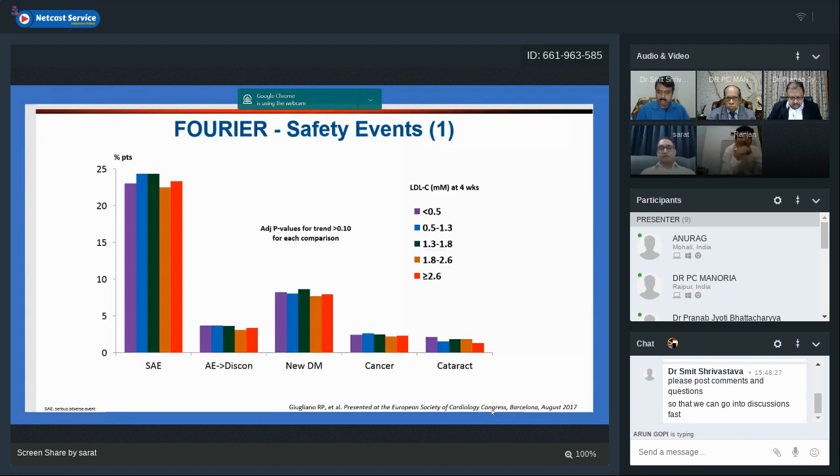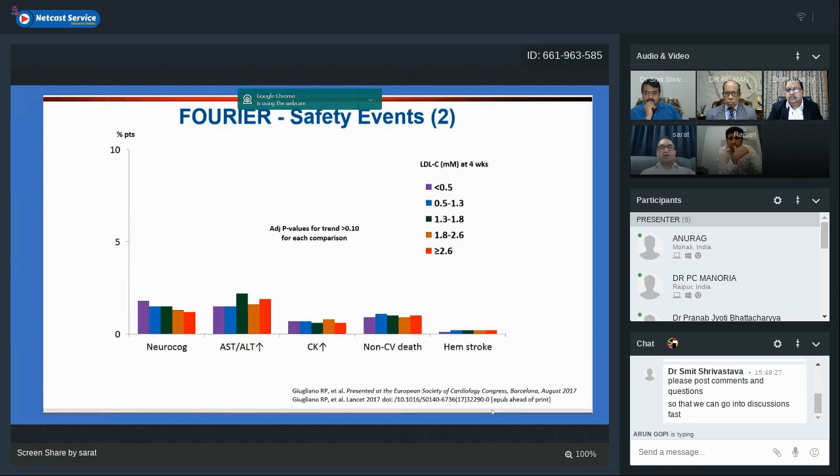That is the beauty of PCSK9 inhibitors compared to statins. Statins have a sizable population of patients with statin-associated muscle symptoms. PCSK9 inhibitors do not show this. PCSK9 inhibitor side effects are only injection site reactions. None of the other fears, that there will be an increase in the cancer incidence, cataract, new onset diabetes, if you bring down the LDL too much, none of them have been proven. It just shows that it's an agent that powerfully brings down LDL without bringing any side effects. That's the great beauty of this.